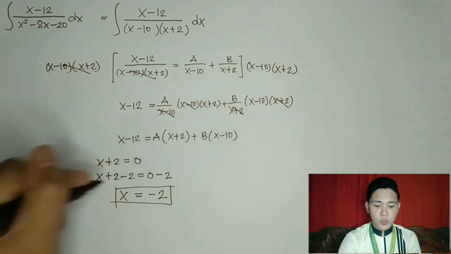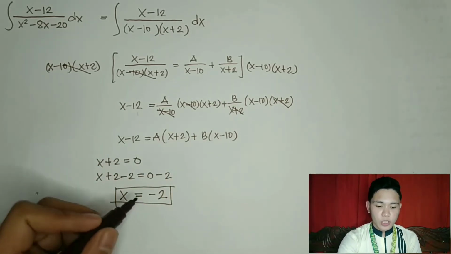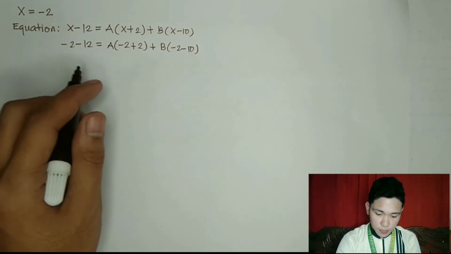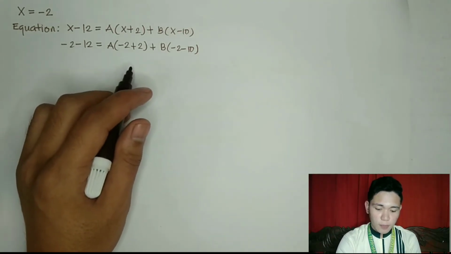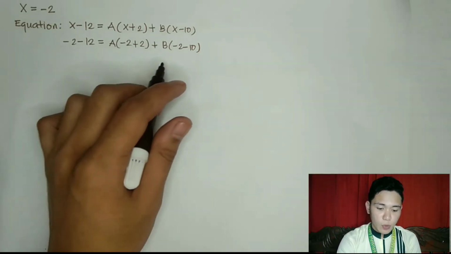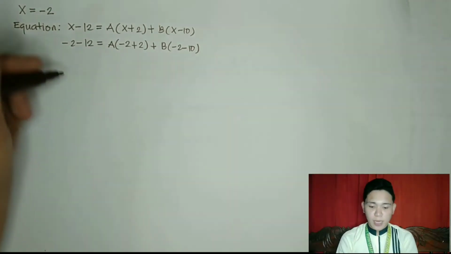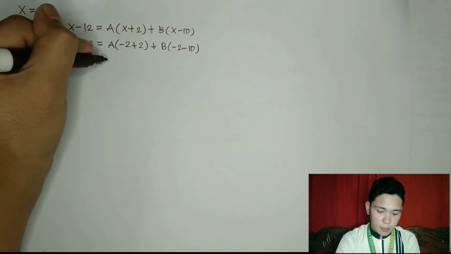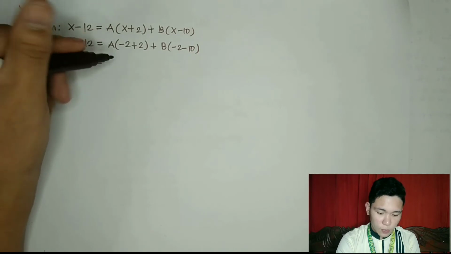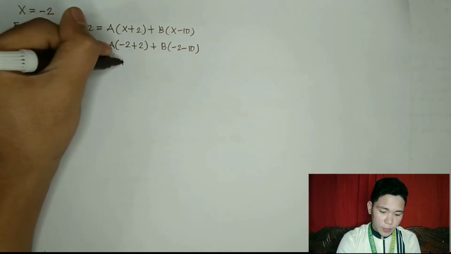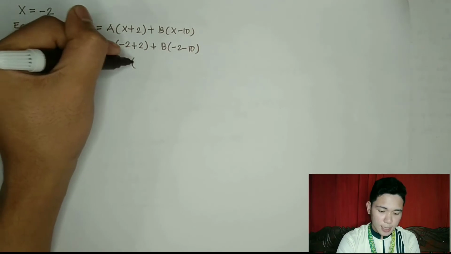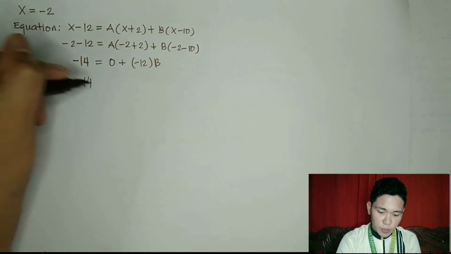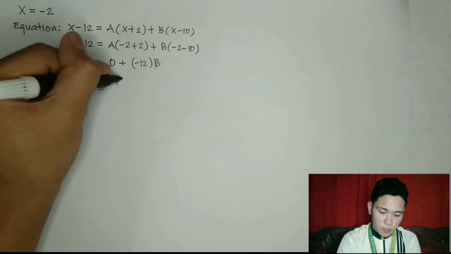Next, we need to substitute this value of x to our equation. So we have negative 2 − 12 equals A times (negative 2 + 2) plus B times (negative 2 − 10). And then simplify: negative 2 − 12 is negative 14, equals negative 2 + 2 is 0, plus negative 2 − 10 is negative 12. So we have negative 14 equals negative 12B.